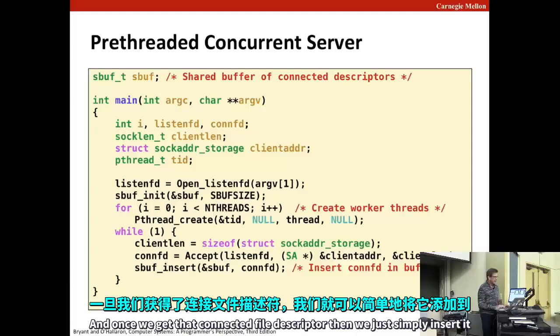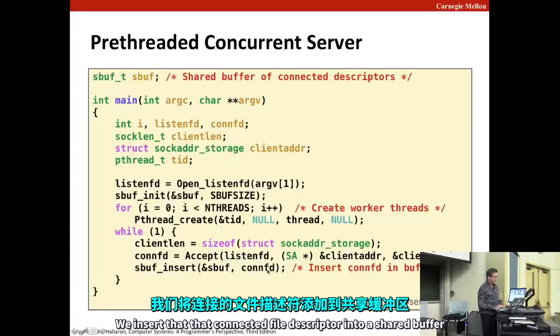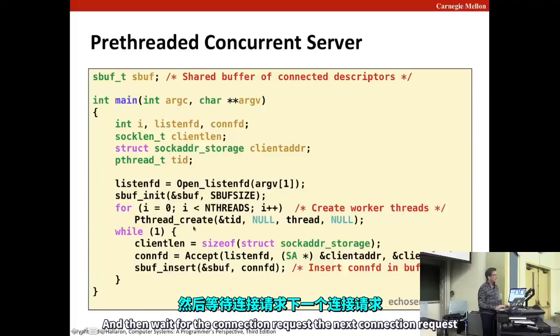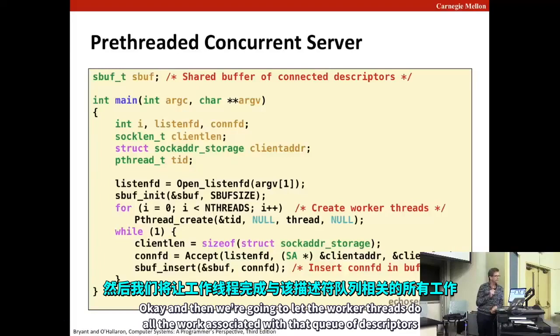And once we get that connected file descriptor, we just simply insert it into our shared buffer and then wait for the next connection request. So our server's very efficient, right? We're just doing an accept and then a very fast insert into the buffer. And then we're going to let the worker threads do all the work associated with that queue of descriptors.